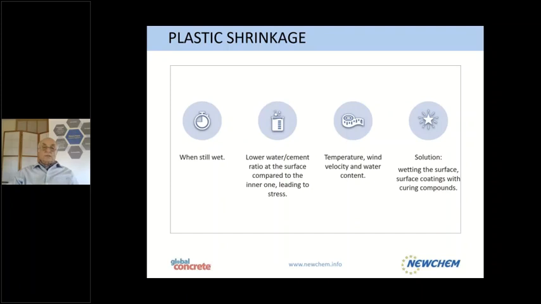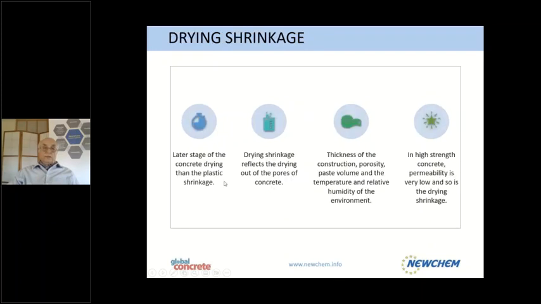So there are certain things you can do against it. You can cure it. You can use a low water cement ratio, which is today common standard. You can avoid wind and temperatures by covering your concrete, or you can wet your concrete surface. In the dry shrinkage, as it is in a late stage, you have no real possibilities. You can't keep an industrial floor wet for 6 months, so dry shrinkage will always happen.